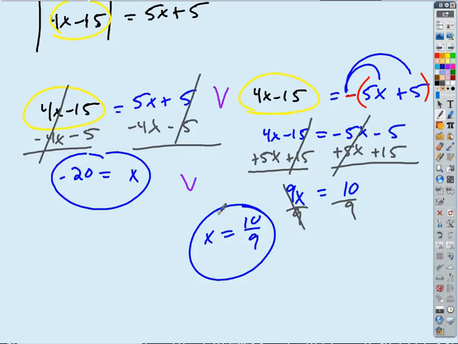No. I forgot to do something. Check them. I got to check them. When I'm solving an absolute value equation, I could get extraneous solutions, right? We don't have that problem for solving regular linear equations, but when we're solving absolute value equations, we could get false solutions, so we got to always check them.